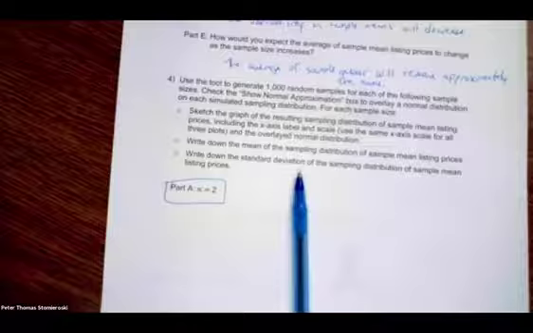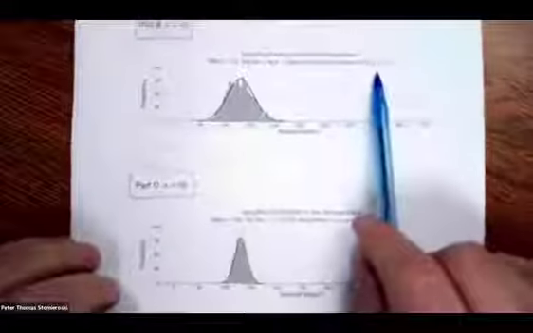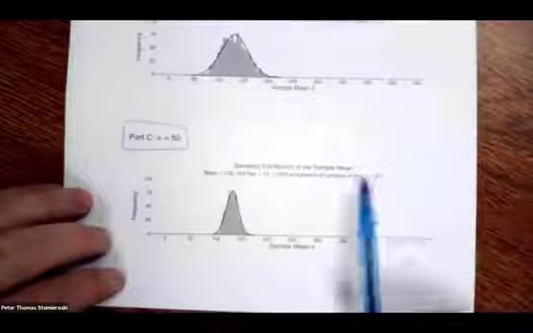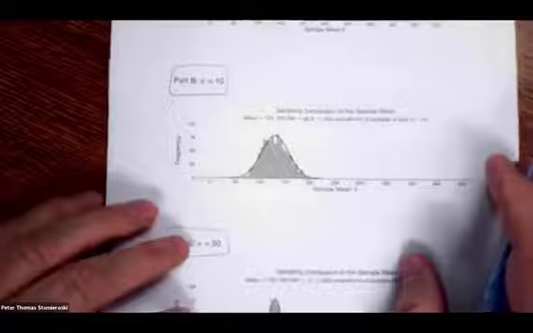Okay, so let me stop sharing. Your answer is going to be very close to what I have on my sheet right here. I did copy and paste an example where the sample size is 2 with the normal approximation, one where the sample size is 10 with the normal approximation, and one for a sample size of 50 with the normal approximation. It did ask you to write down the mean and standard deviation of each one of these.